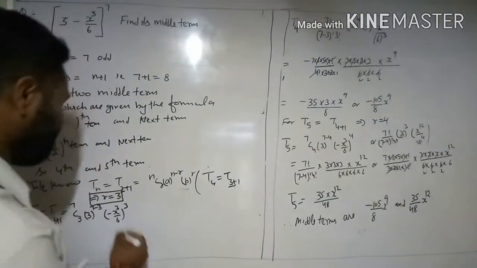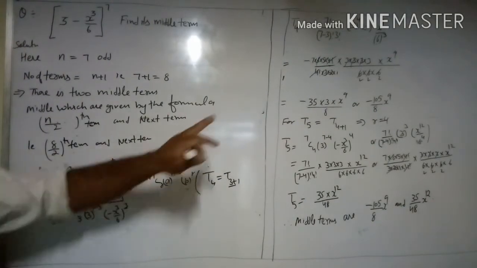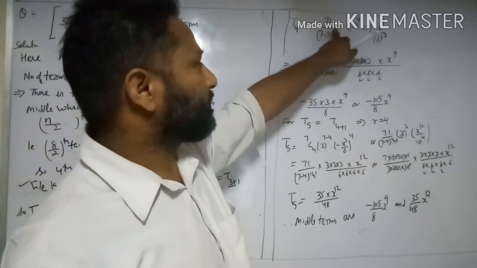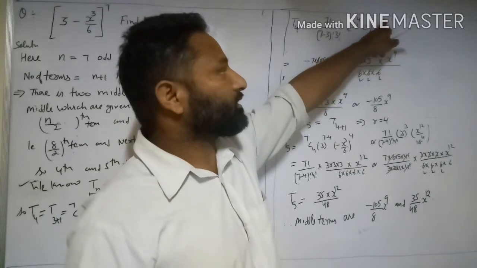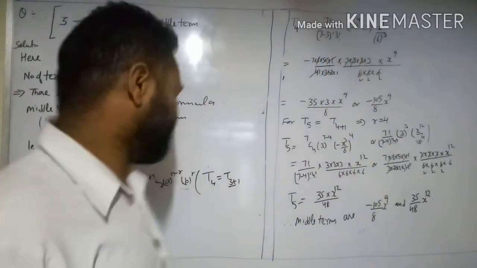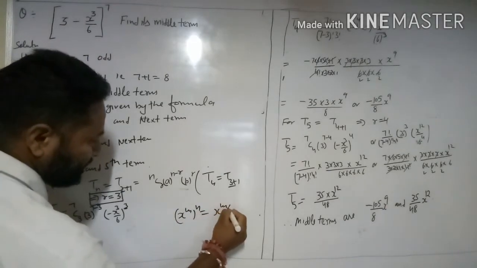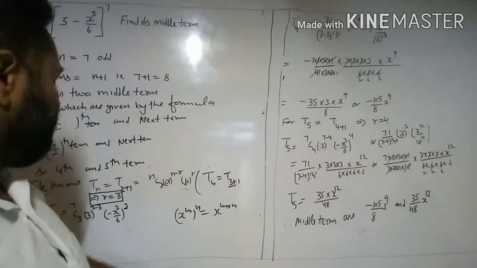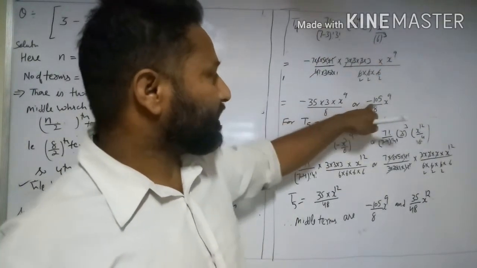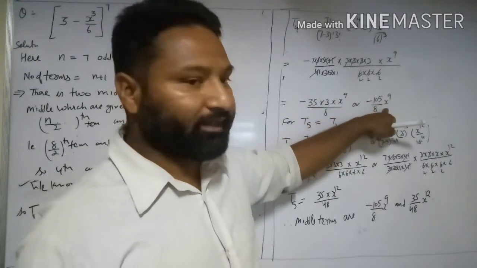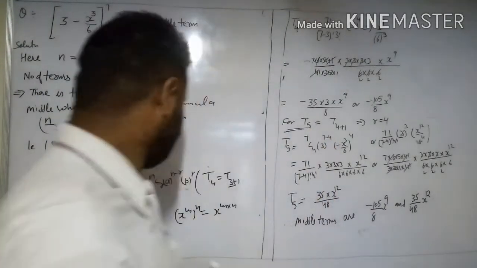And as we know that here the power is an odd number, the minus will remain as it is. So it becomes 7 factorial upon (7 minus 3) factorial into 3 factorial, into 3 to the power 4, minus x to the power 9, because x^m into x^n is x^(m+n). So this is the formula. By opening this, we got the fourth term as minus 105 upon 8 x raised to power 9. Now, as we know there are two middle terms, so the first middle term we got.